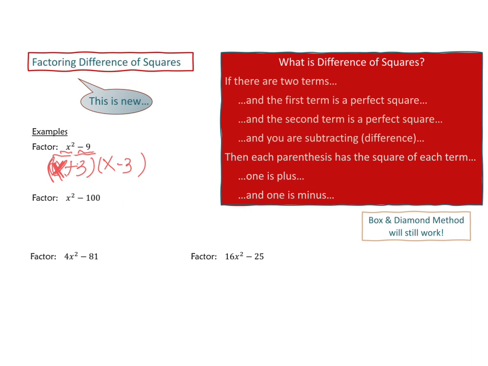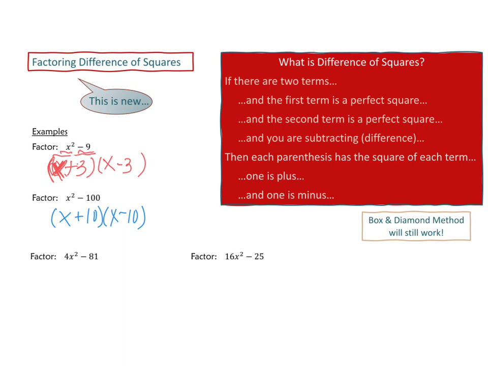Let's try the same thing with the next one, which is x squared minus 100. Well, what is the square root of x squared? If you said x, you are correct. What is the square root of 100? What times what, being the same number, equals 100? The answer is 10. So, following this pattern, we would go x plus 10 times x minus 10.